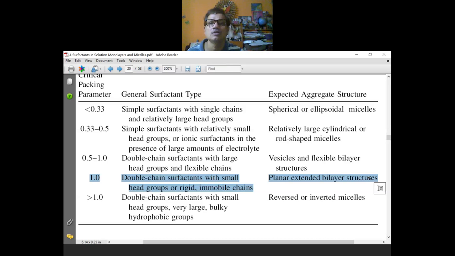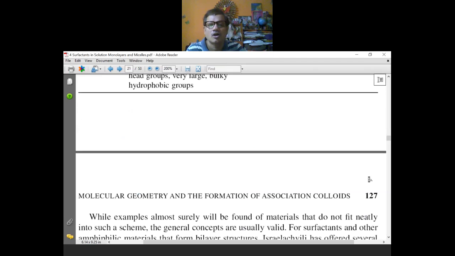Then in the denominator there is A0, the cross-sectional area of the hydrophilic head group, and LC, the critical chain length. So how can you determine those parameters? How can you determine the volume of the hydrocarbon moiety? How can you determine the cross-sectional area of the surfactant head group? Usually that can be determined. I'll discuss one by one, and let us go into detail of that.